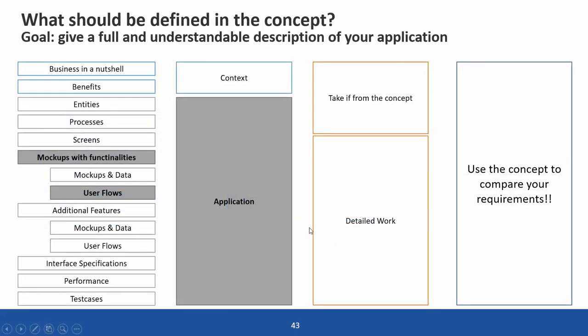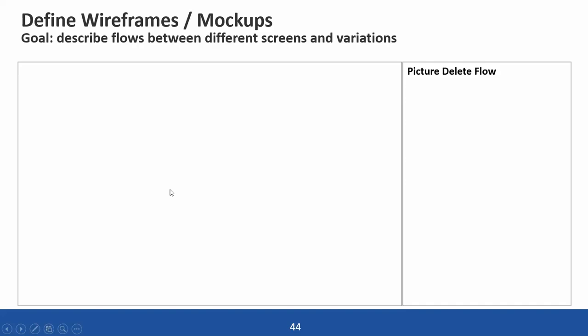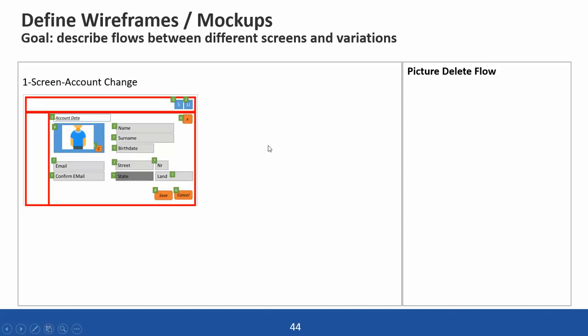So what is now the difference? I have the mockups. Why do I really need user flows? Because like I said, it's not always clear how to use the windows, because one screen can have multiple flows, multiple entities, multiple processes, and only drawing it does not give a full understanding of how to use it. So what you do is try now to describe really every flow, every process. So for example, in this example you have the picture delete flow.